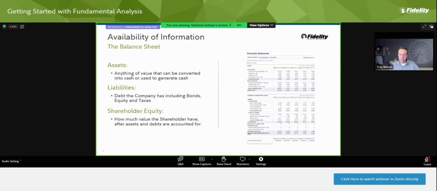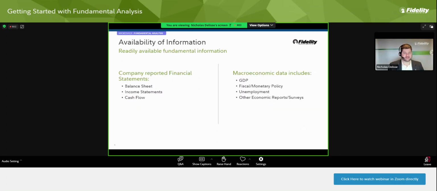Absolutely. And something I do want to bring up as we talk about some of that macroeconomic stuff is there is a little bit of a difference between top down and bottom up. Top down is taking a look at that macroeconomic data, while bottom up is looking at a company's balance sheet, income statements, cash flow, in essence, what they report on a quarterly basis as they're required to by the SEC.